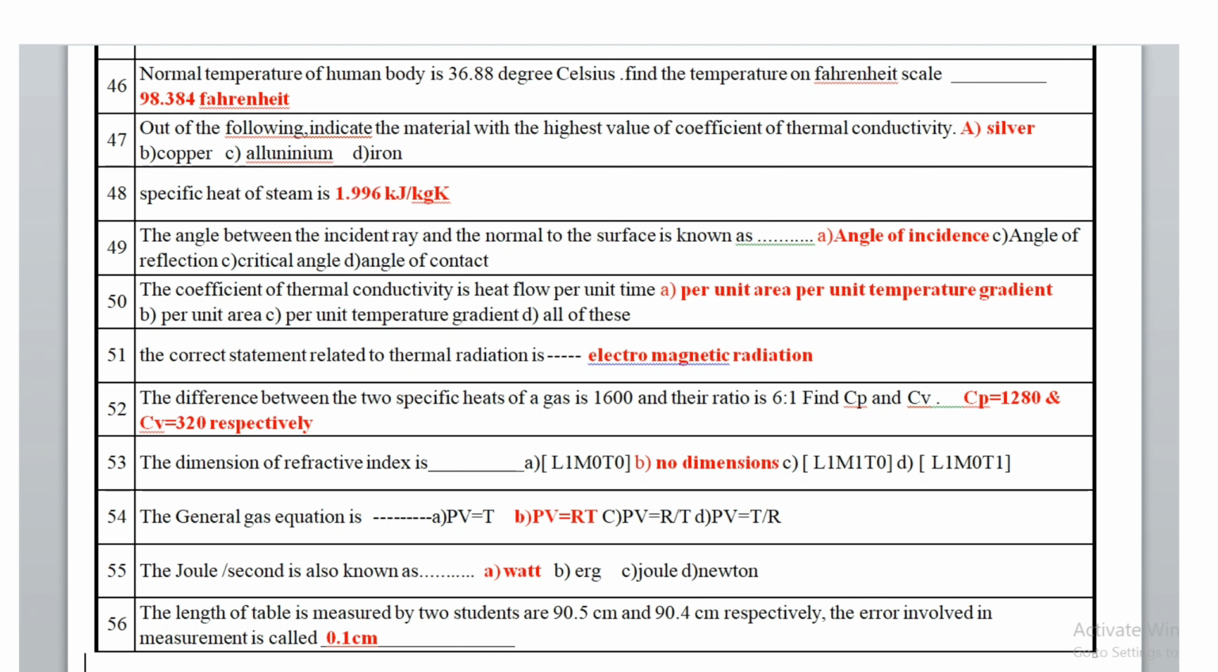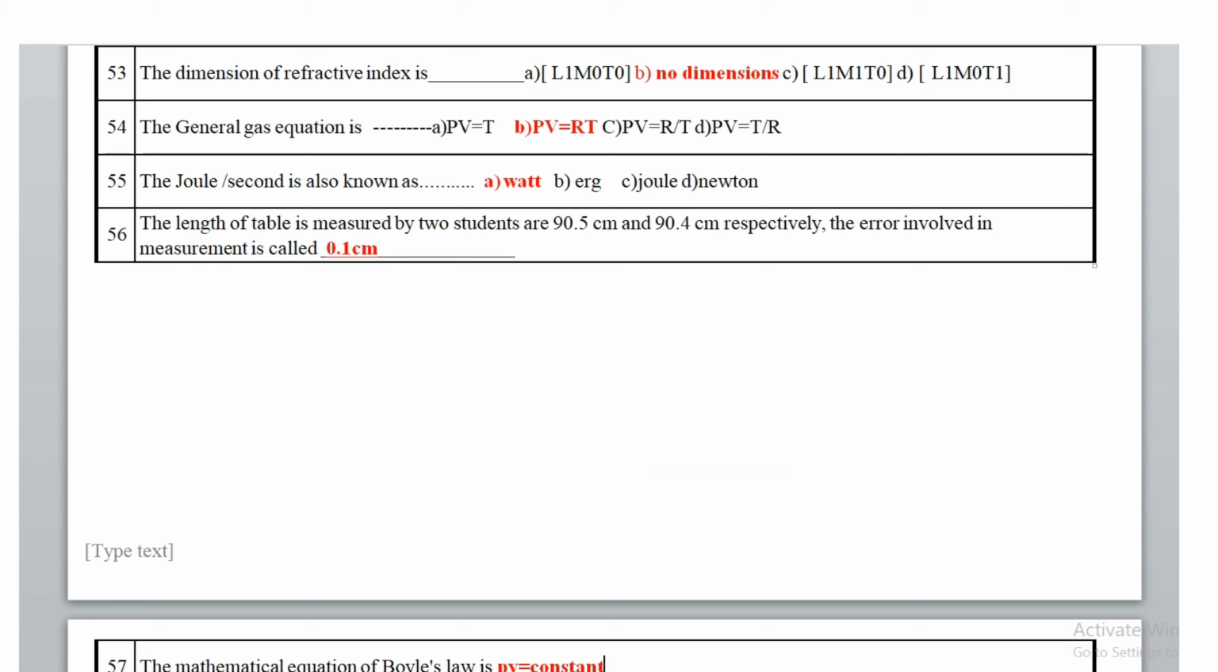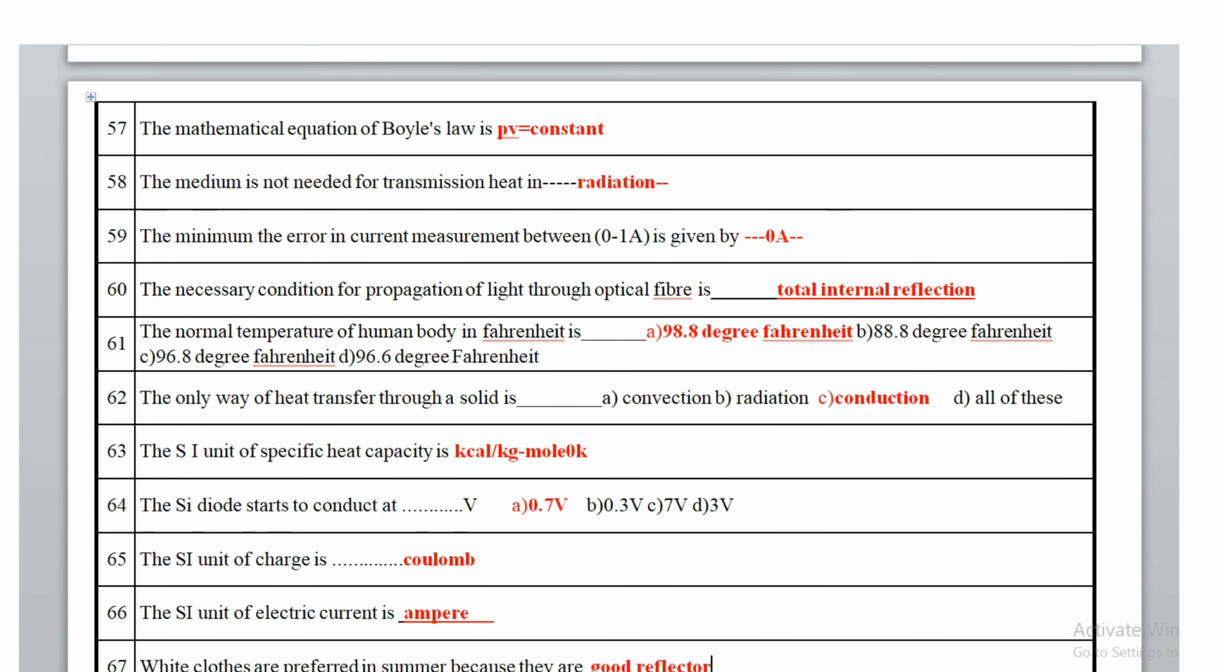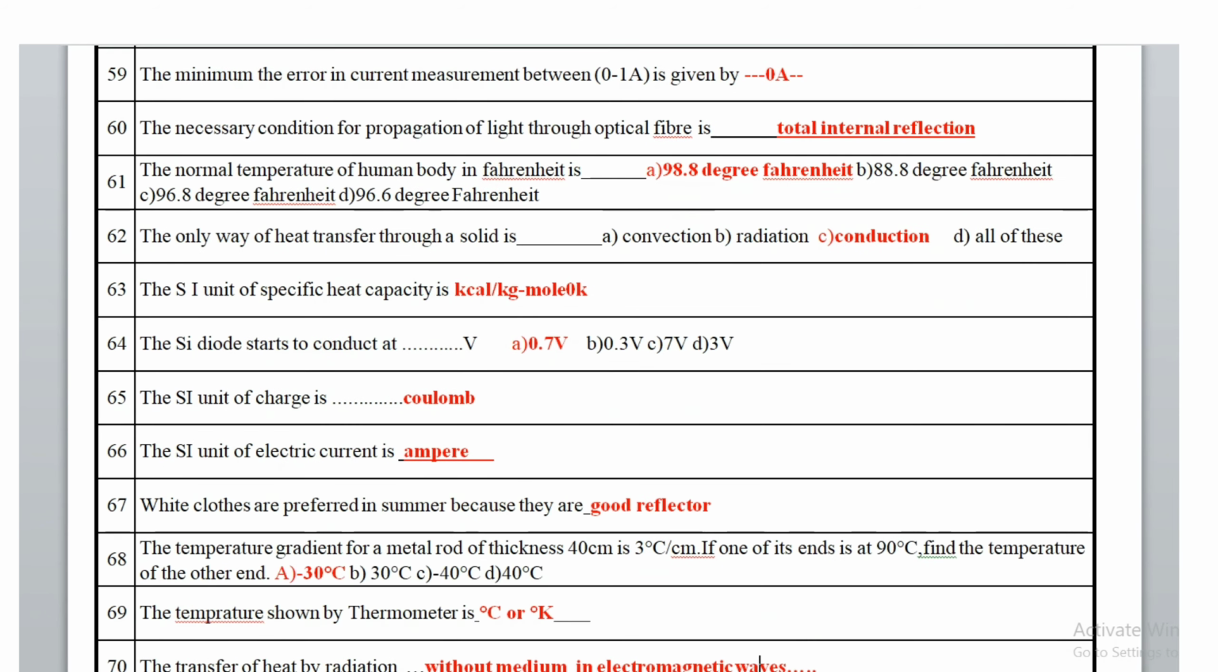The length of a table measured by two students are 90.5 centimeter and 90.4 centimeter. The error involved is 0.1 centimeter. Then the mathematical equation of Boyle's law is PV equal to constant. A medium is not needed for transmission of radiation. The minimum error in current measurement between 0 to 1 A is given by 0 A.